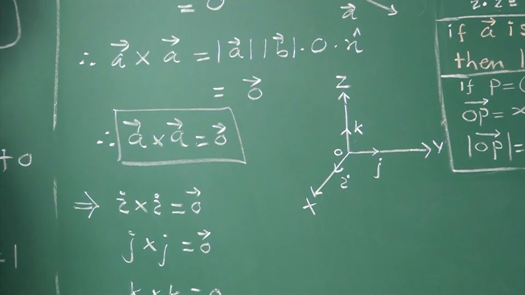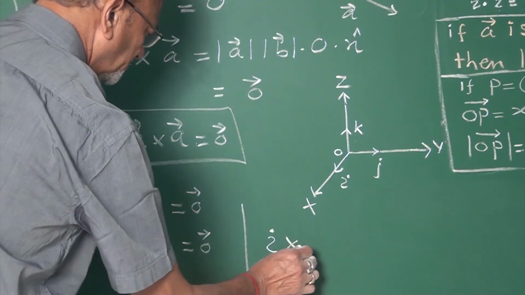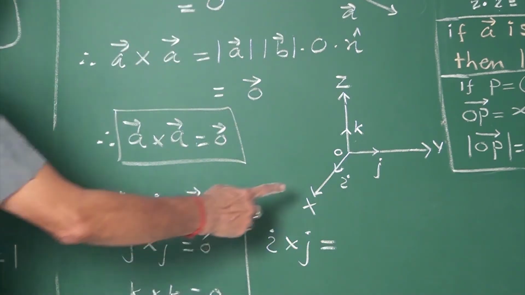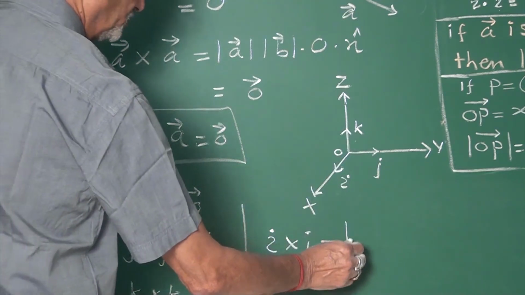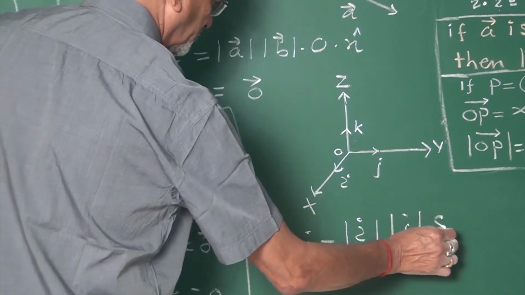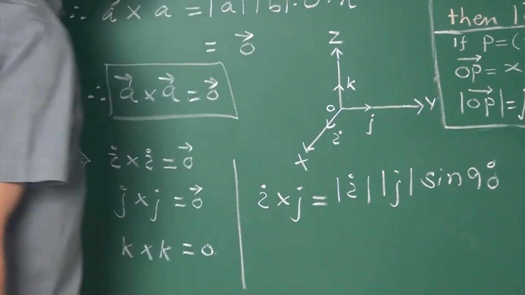Yes, zeros. And what about another one if they are different? If it is I cross J, this my friend, I cross J. It is magnitude of the first vector into magnitude of the second vector into sine of the angle between I and J.